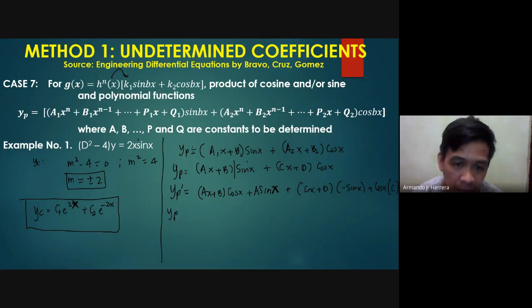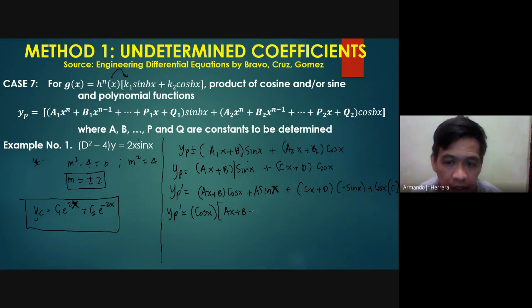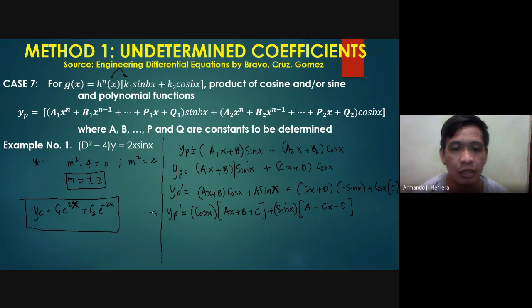Then we have yp prime equal to, kunin natin yung lahat ng may cosine: cosine x, quantity ax plus b plus c. Then lahat naman ng may sine x, that is a, this is negative, so negative cx minus d. So that will be our yp prime.